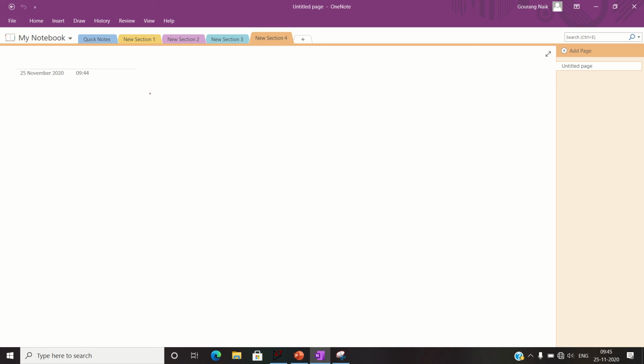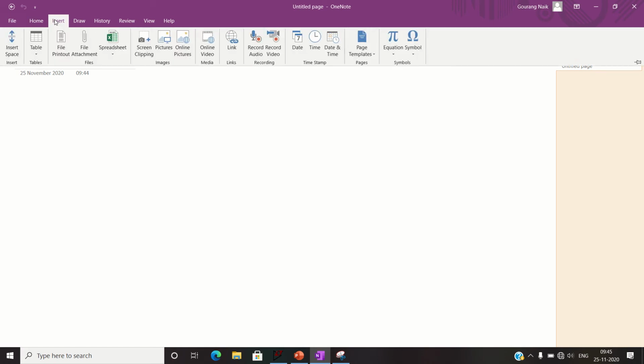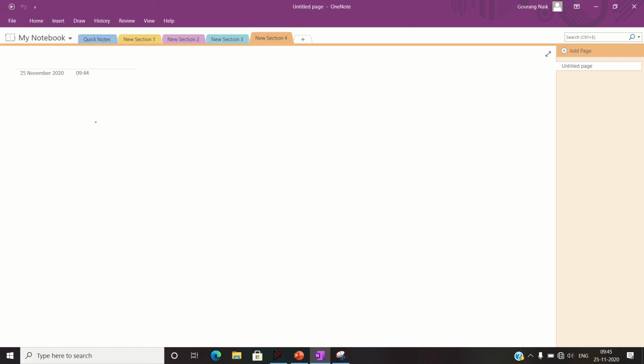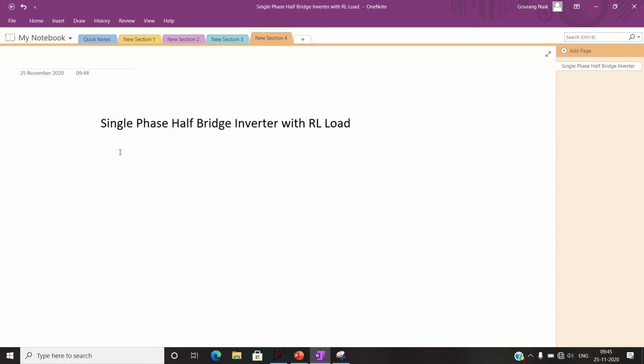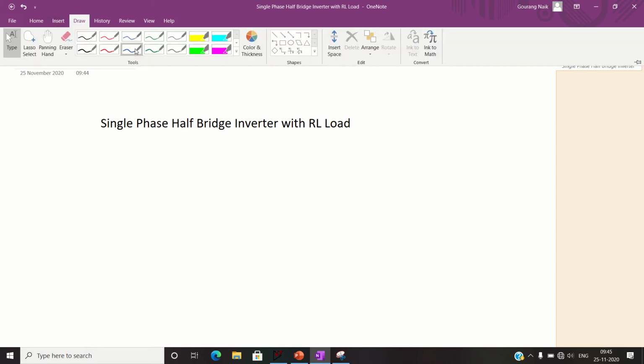Okay, so in today's video we will see the next circuit. Okay, so today we will see the single phase half bridge inverter with RL load. Previously we have seen it with only resistive load. Today we will see it with the RL load.